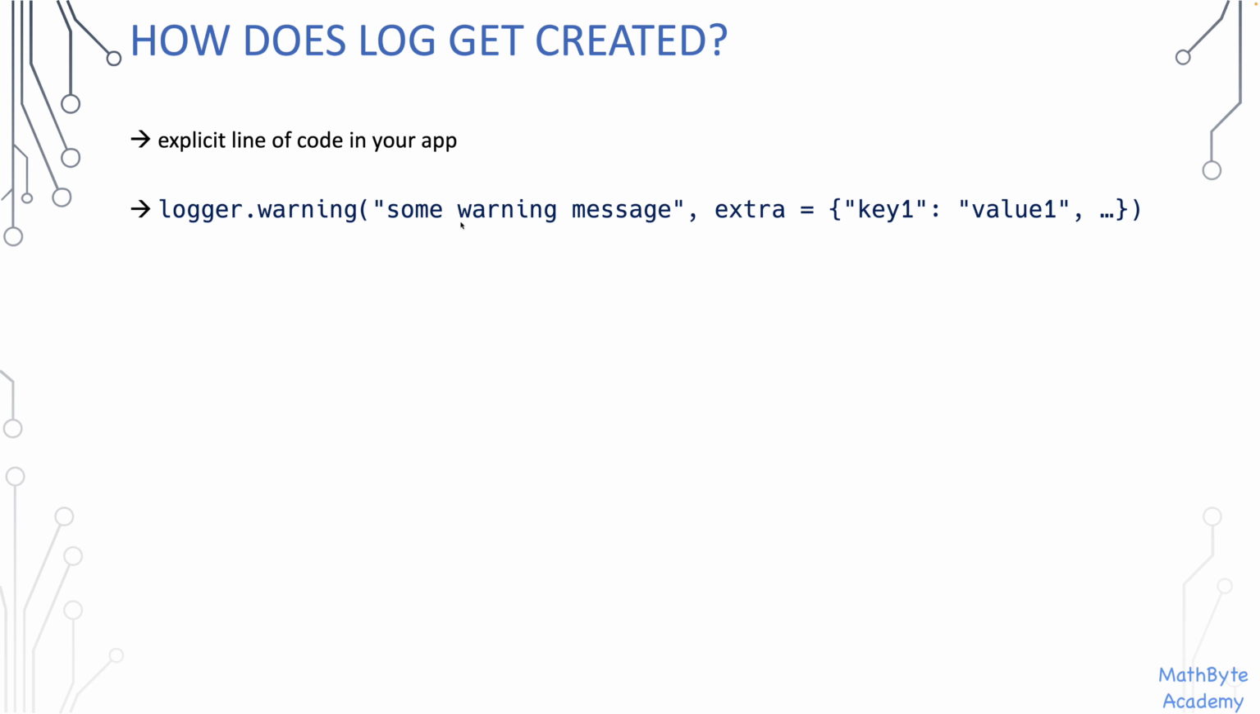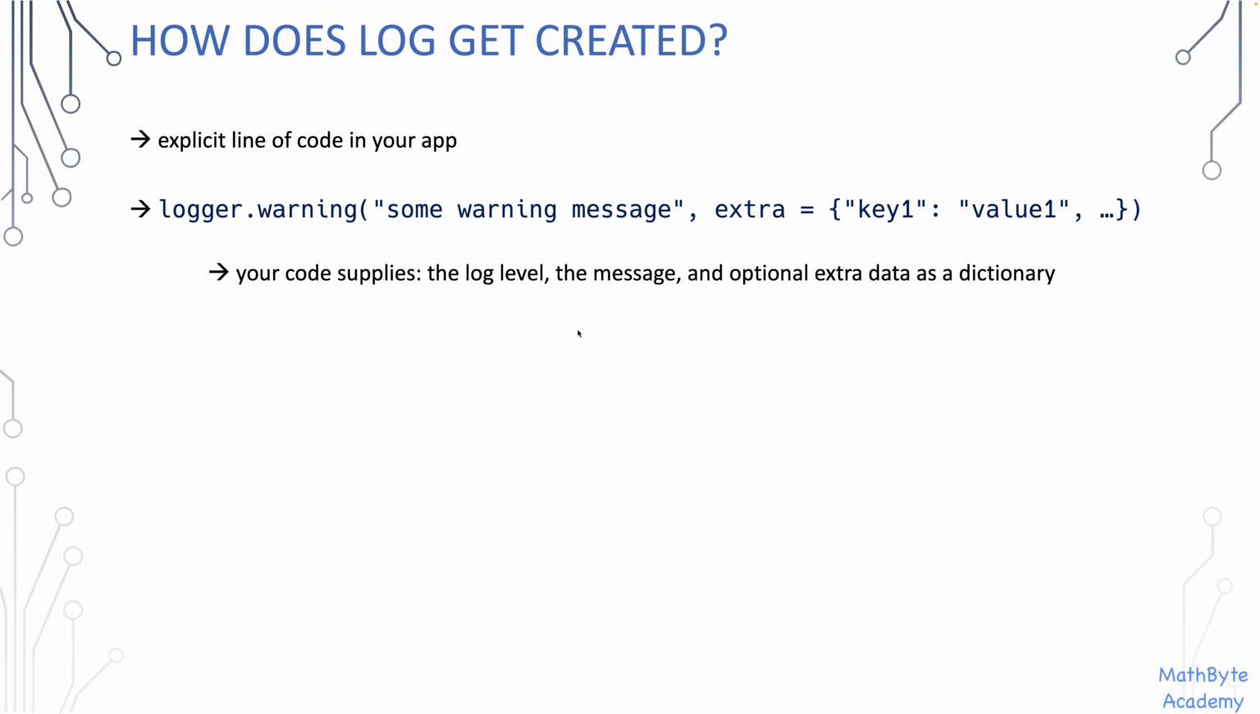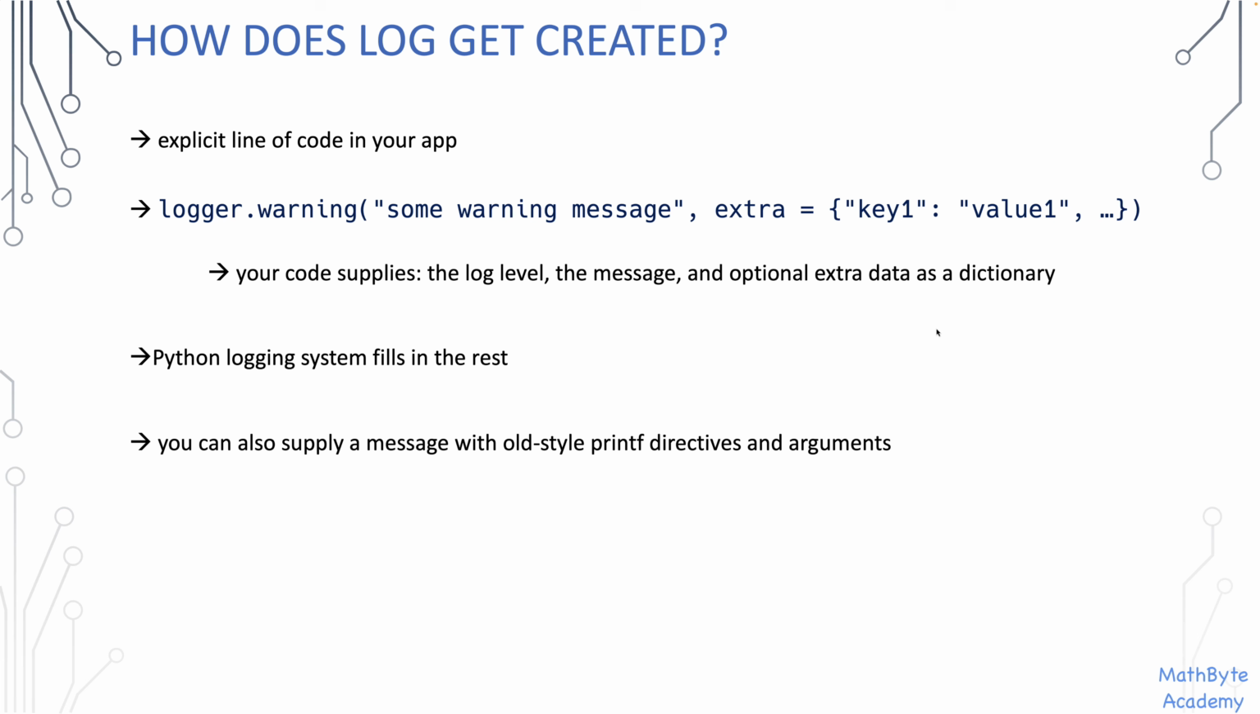Then we have some message, which is this string over here. And then if we want to, optionally, we can pass in extra information, which is essentially just a dictionary. So your code supplies the log level, the message, and optional extra data as the dictionary. The Python logging system fills in the rest. All those other fields I was telling you about, the Python logging system fills in for you.